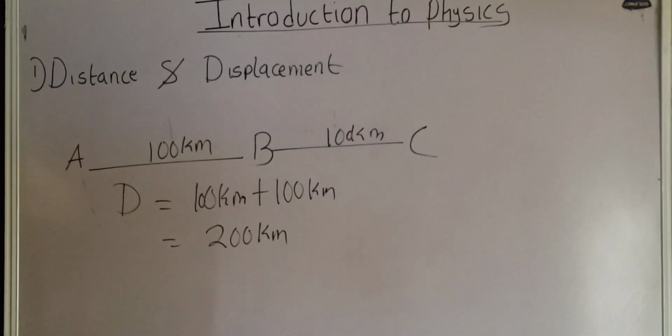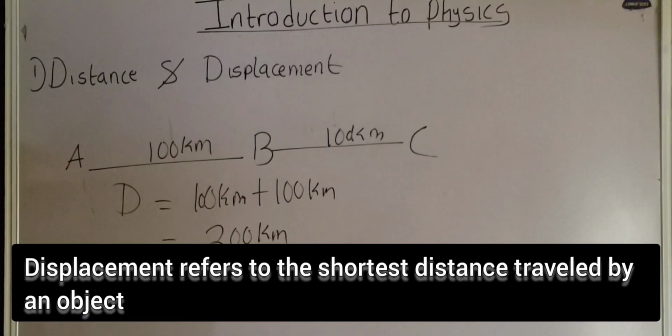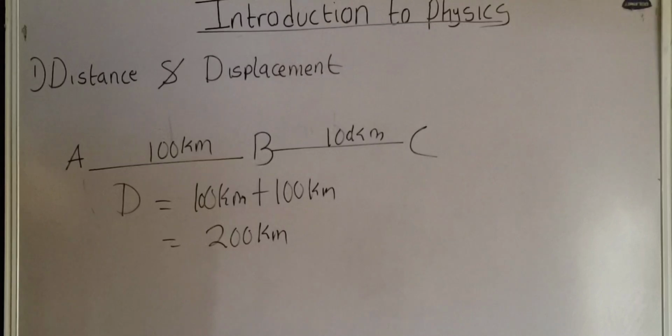Now let us look at the other part of it, which is displacement. Displacement is the shortest distance traveled by an object. Are you getting it? Displacement is somewhat similar to distance, but displacement talks about the shortest distance.